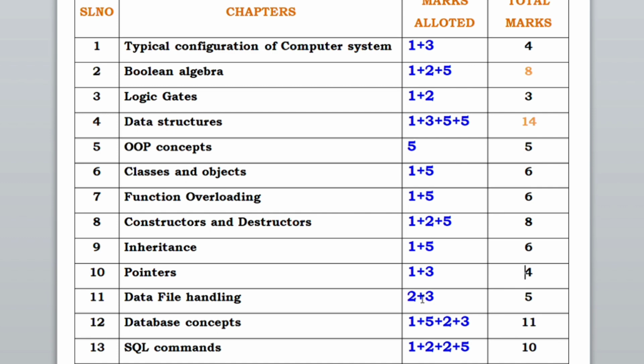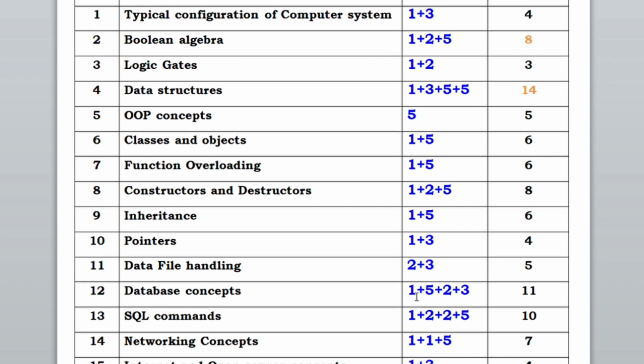So it is 2 plus 3. So it is 1 two-marks question, and the other one is a 3-marks question. So it is 5 marks. Database concepts, you have 1 MCQ and this 5 that is coming in between is fill in the blanks. 5 fill in the blanks from database only. So it is 1 plus 5, and 1 two-marks question and 1 three-marks question.